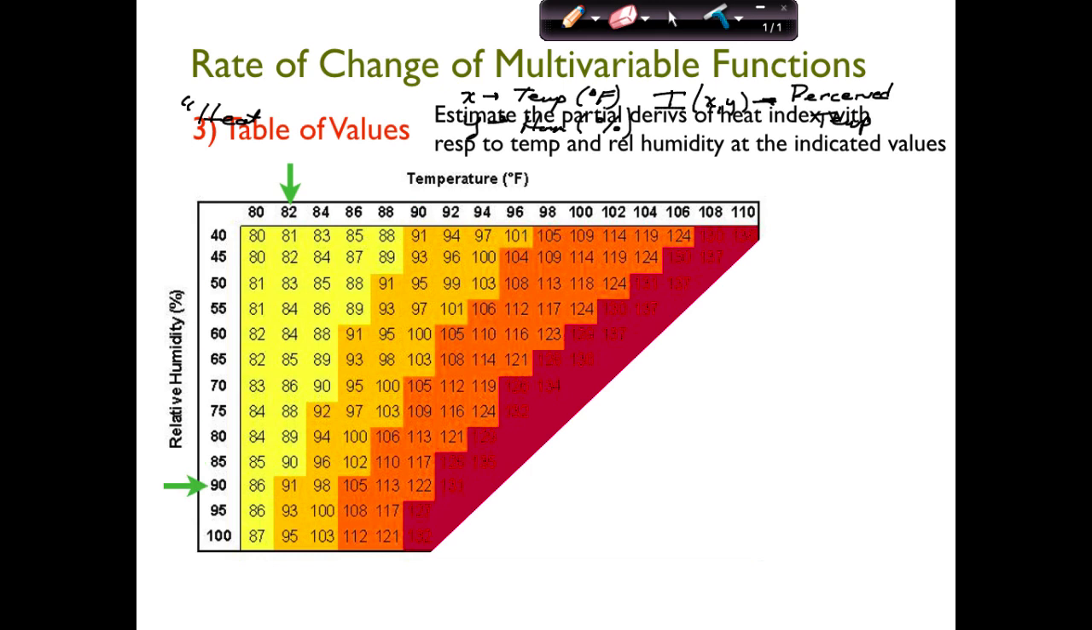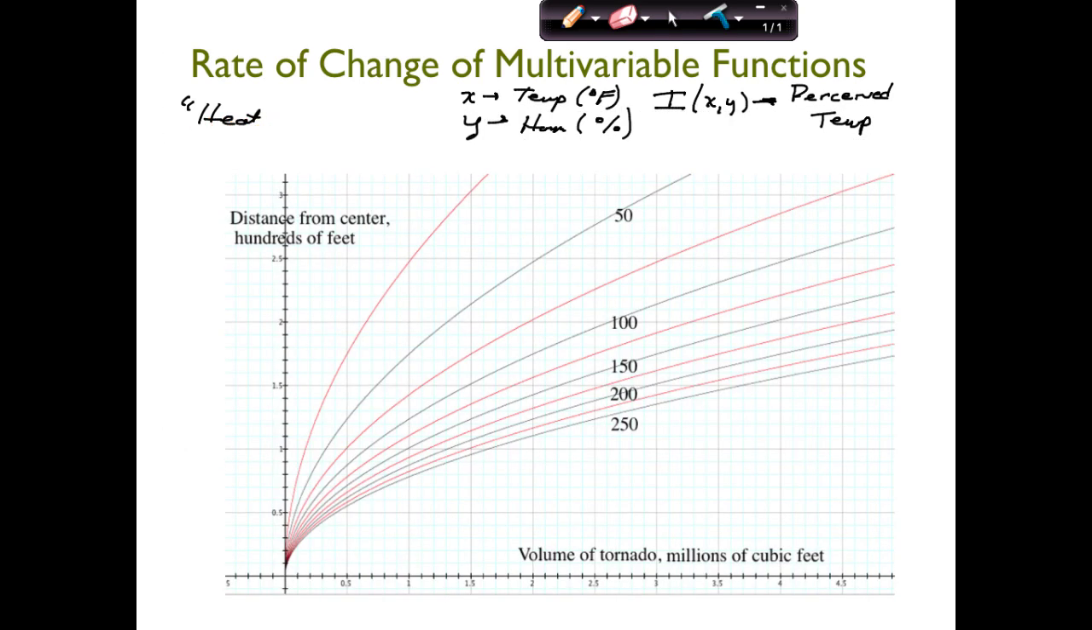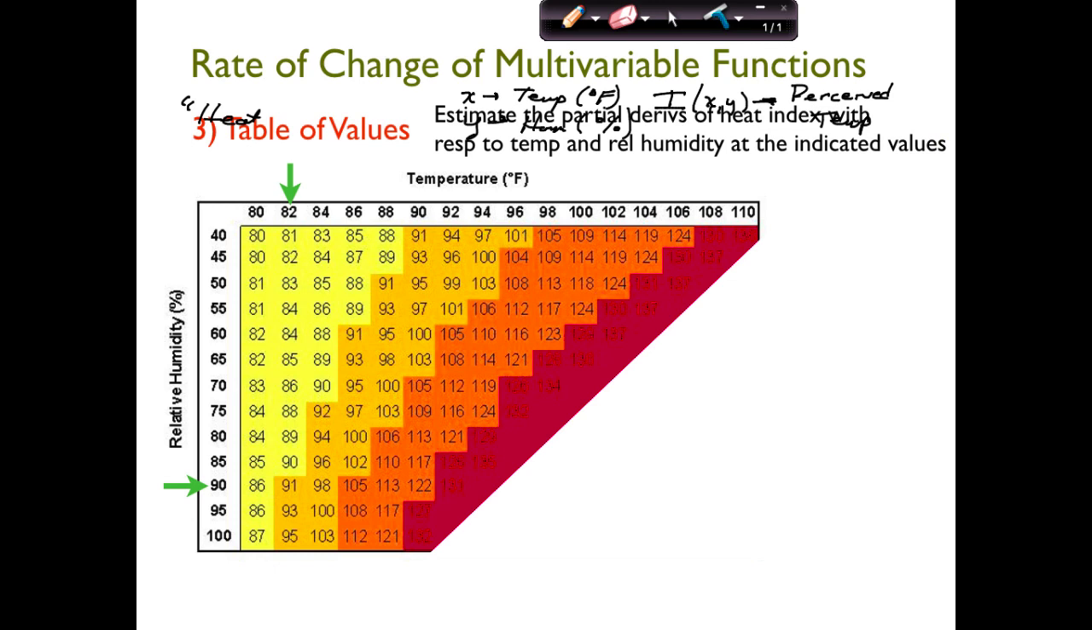So let's look at when the temperature is 82 and the humidity is 90. What is the heat index? So that would just be I of 82 comma 90. What is that? 91. It feels 9 degrees hotter than it is at a high humidity like that. Okay, so 82 comma 90 feels like 91 degrees Fahrenheit.